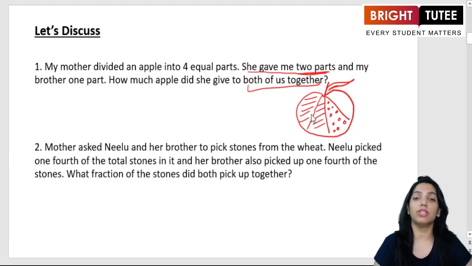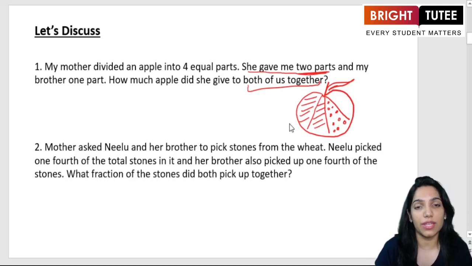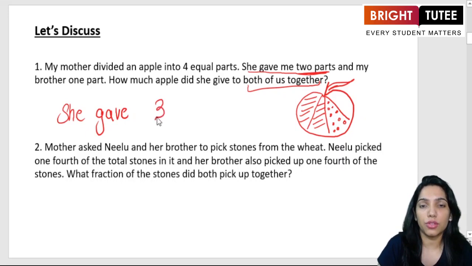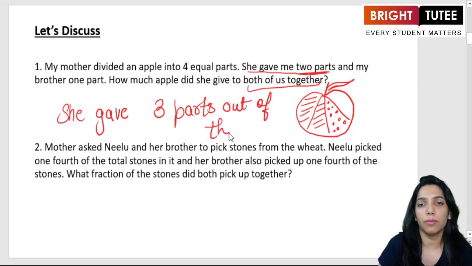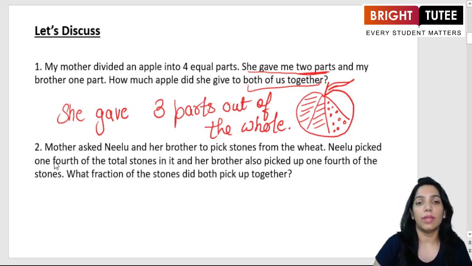Now look at the image. How many parts out of 4 have I shaded here? I have shaded 3 parts out of the 4. Is that right? So let's write down the answer. How much apple did she give to both of us? She gave 3 parts out of the whole. Is this clear? Out of the whole apple, she gave 3 parts away. Now let's read the next question.